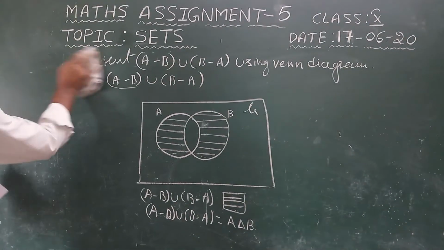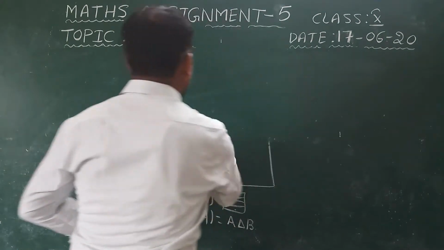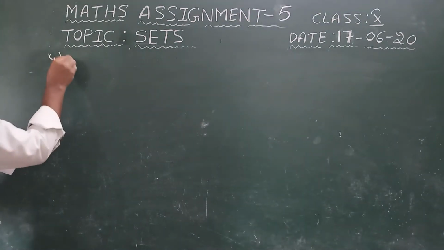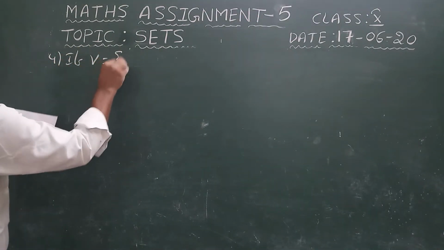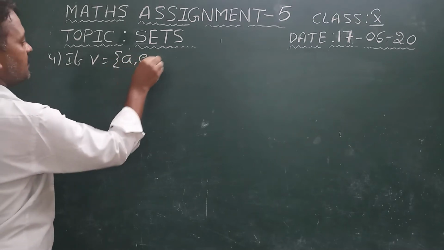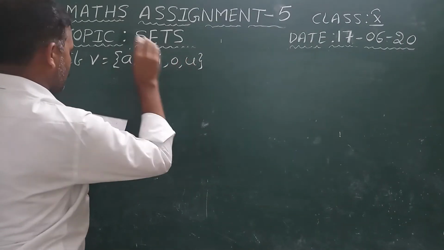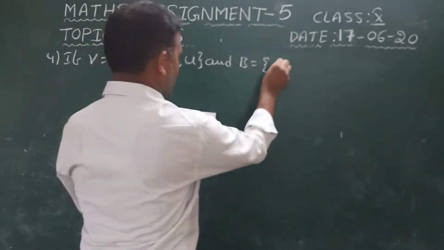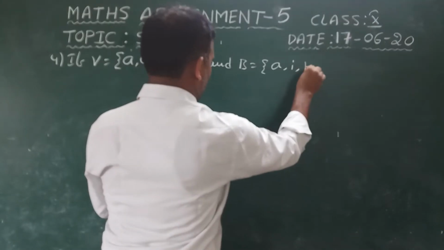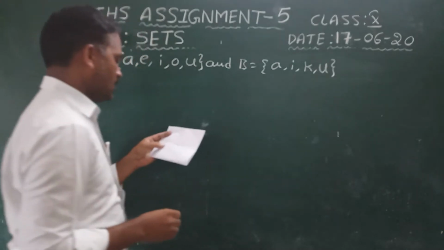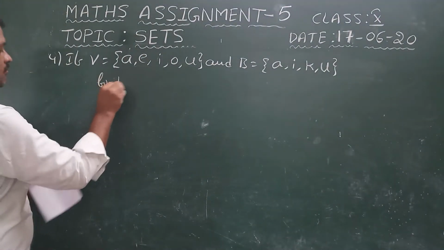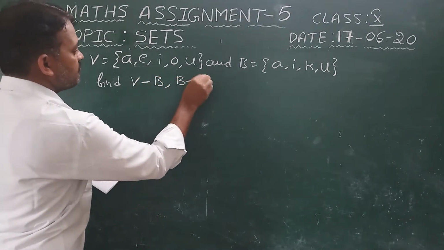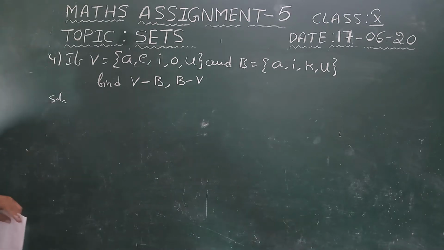Then I'll go for the fourth question, students. The fourth question is: if V is equal to the set {A, E, I, O, U} and B is equal to the set {A, I, K, U}, find V minus B and B minus V. Now I am going to the solution.